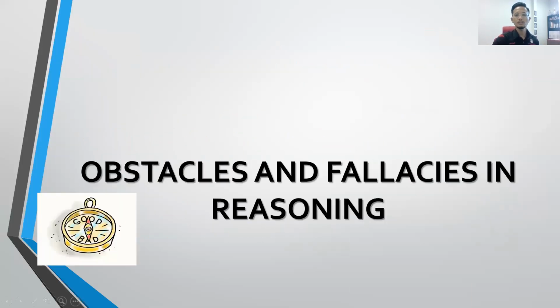So about obstacles and fallacies in reasoning. What we learn now, obstacles and fallacies, is about when someone makes their decision, it tends to be wrong. So the obstacles and fallacies normally will make someone's decision turn out to be wrong. The decision becomes totally wrong because of these obstacles and fallacies. So we will go through them one by one.